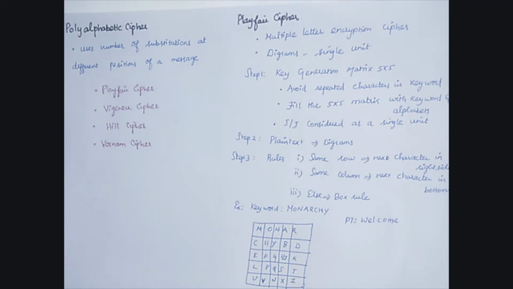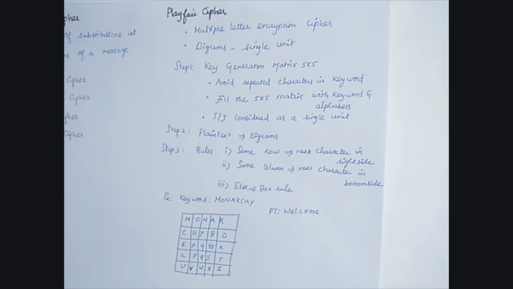The steps are given here. First is the construction of the key generation matrix of size 5 cross 5. To fill the matrix, we need to remove the repeated characters occurring in the keyword. After that, the remaining spaces will be filled with the alphabets. One more thing we need to notice here is that the alphabets I and J will be considered as a single unit, so that we get the 25 alphabets to fill the 5 cross 5 matrix.